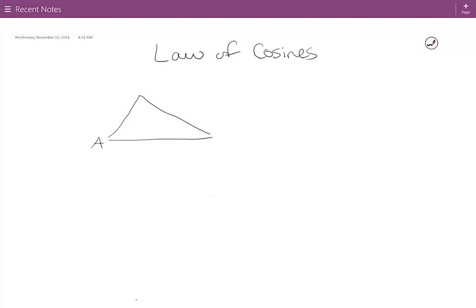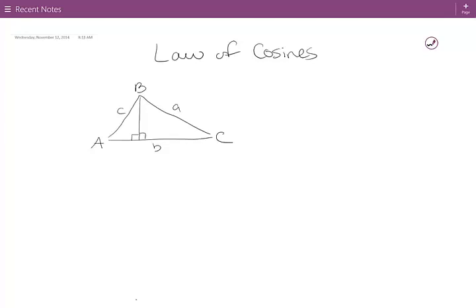We'll label it how we label it for the law of sines: A, B, C for our angles, and little a, little b, and little c for our opposite sides. In order to do this, I'll need to drop an altitude and create two right triangles.